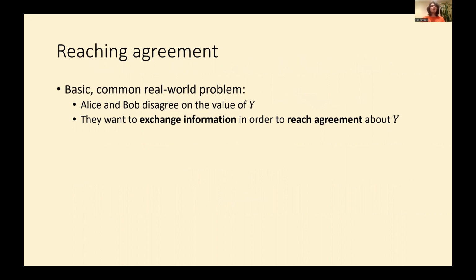There is a small but fascinating literature in computer science on the problem of agreement. Suppose that Alice and Bob each have private information that leads them to disagree about the value of some quantity y. They want to exchange part of their information in order to reach agreement about y.